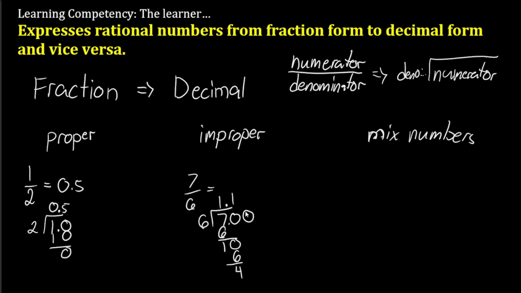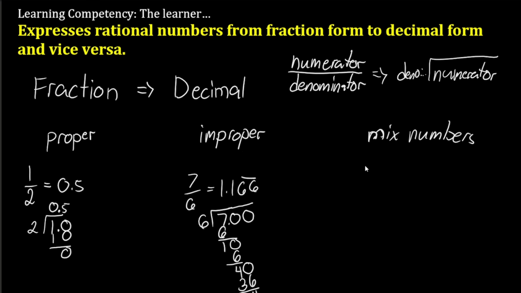Still have a remainder. Let's add one more 0. Extend this line. Let's bring that to 40. How many 6s are there in 40? There are 6. 6 times 6 is 36. And the remainder is 4. Since the 6 here would just repeat, we can just use an ellipsis to say that this is continuing. Or we can just use a line on top. So for 7/6, it's going to be 1.166 and so on. Or we can just use a line.